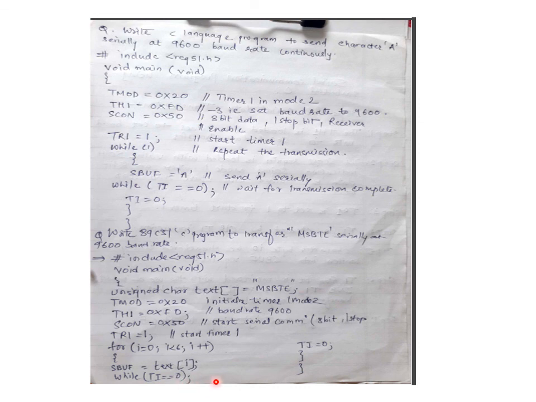Then while transmission is not completed, TI will be 0. Then this program will end. So this is the program for MSBTE, how to transfer the MSBTE characters serially at 9600 baud rate. So these are all the programs based on serial communication as well as the mode 2, timer 1, mode 2. Thank you.